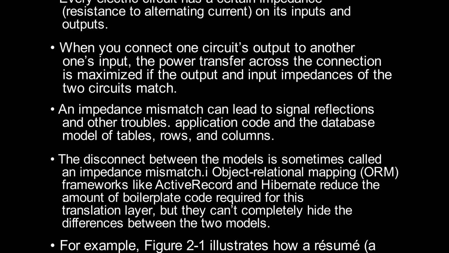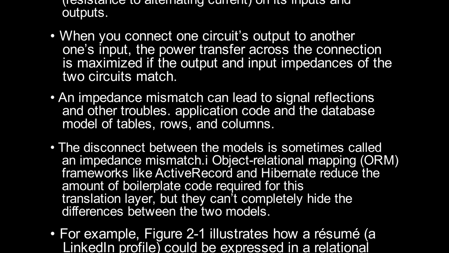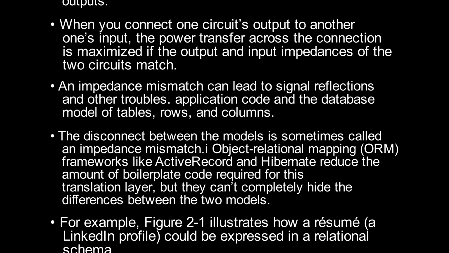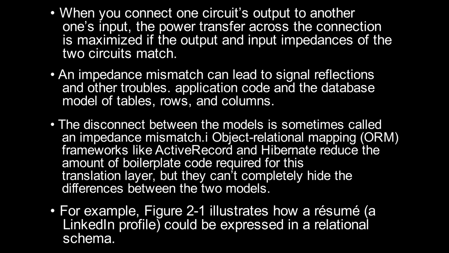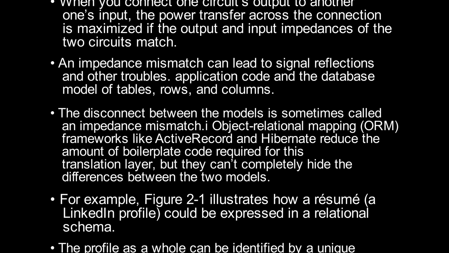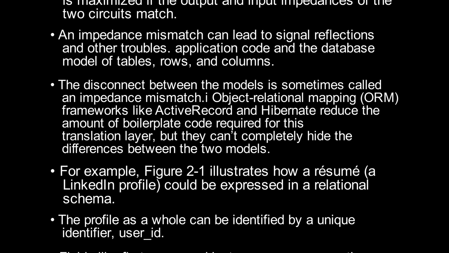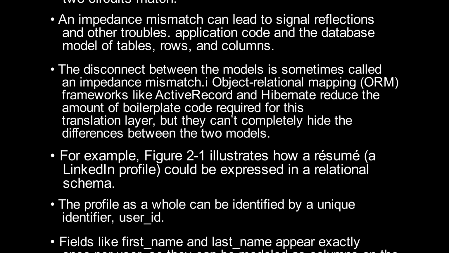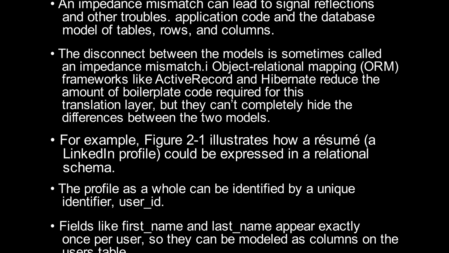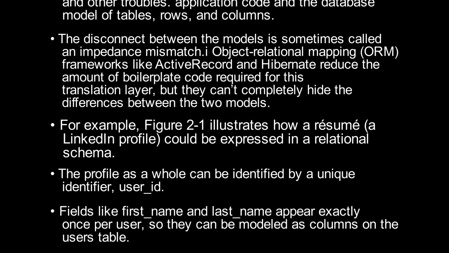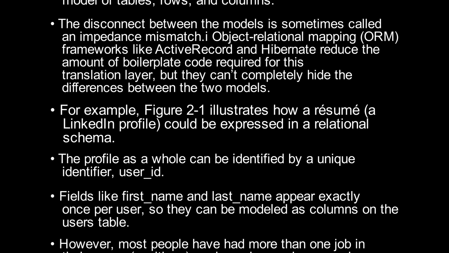Object-Relational Mapping (ORM) frameworks like Active Record and Hibernate reduce the amount of boilerplate code required for this translation layer, but they can't completely hide the differences between the two models. For example, Figure 2-1 illustrates how a resume, a LinkedIn profile, could be expressed in a relational schema. The profile as a whole can be identified by a unique identifier, user ID.